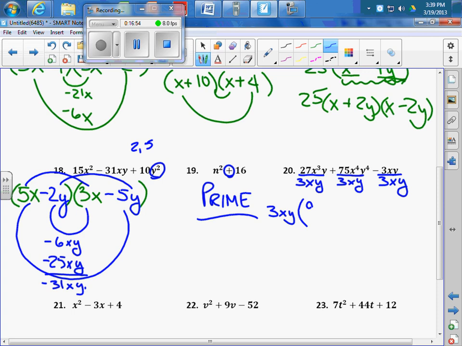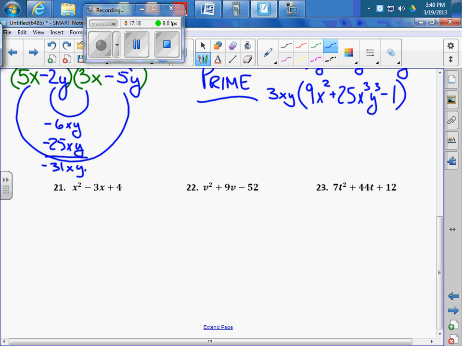27 over 3 is 9. X to the third over x is x squared. The y's cancel. Plus 75 over 3 is 25. X to the fourth over x is x to the third. Y to the fourth over y is y to the third. Minus, these cancel. So I have minus nothing. No, we know better than that, right? Minus 1. x squared minus 3x minus 4.